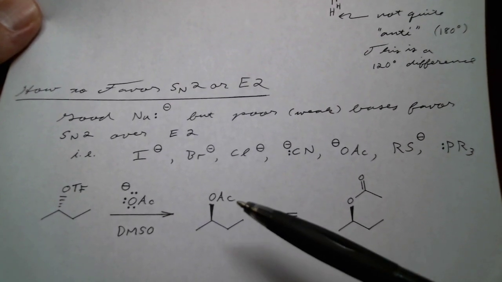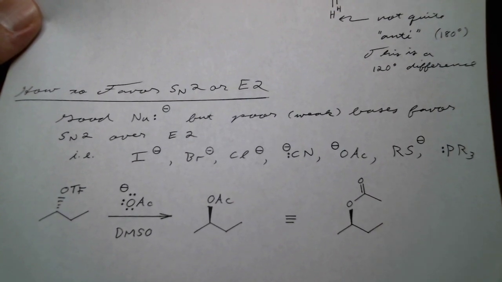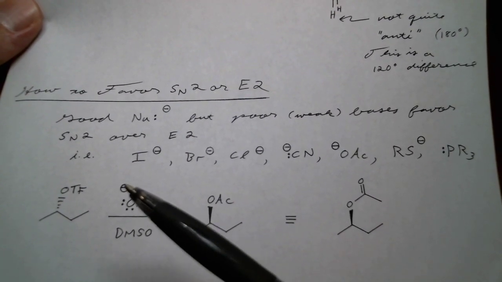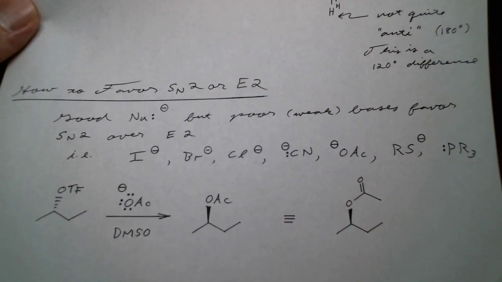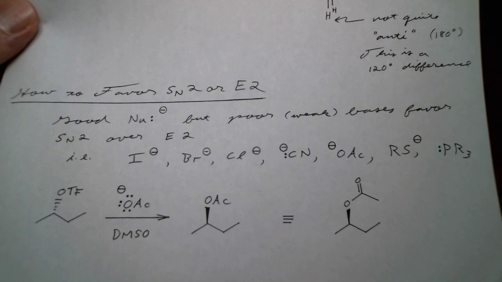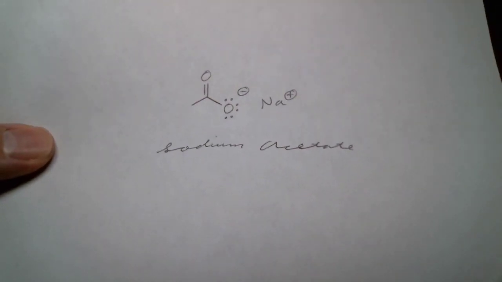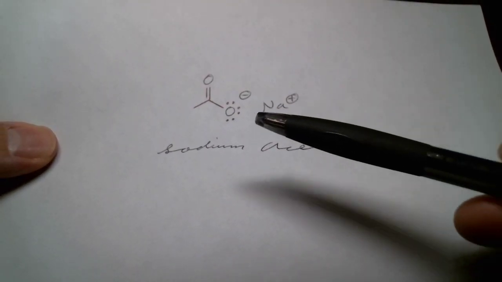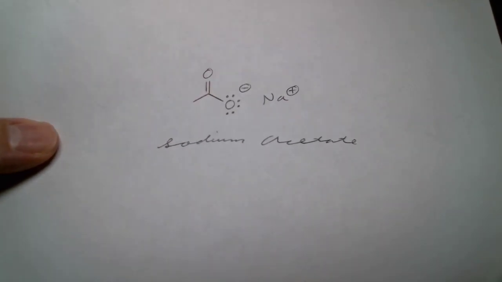What is that AC group? It's the C double bond O and methyl. We typically can buy bottles of sodium acetate. That's the same substance that can be found in salt and vinegar chips, and I am making myself hungry right now. That's sodium acetate, and this guy is a fairly decent nucleophile for the SN2 reaction.